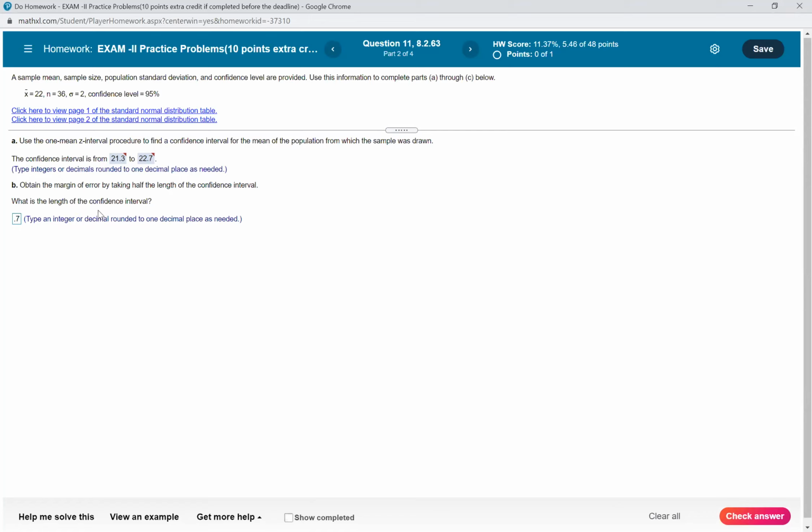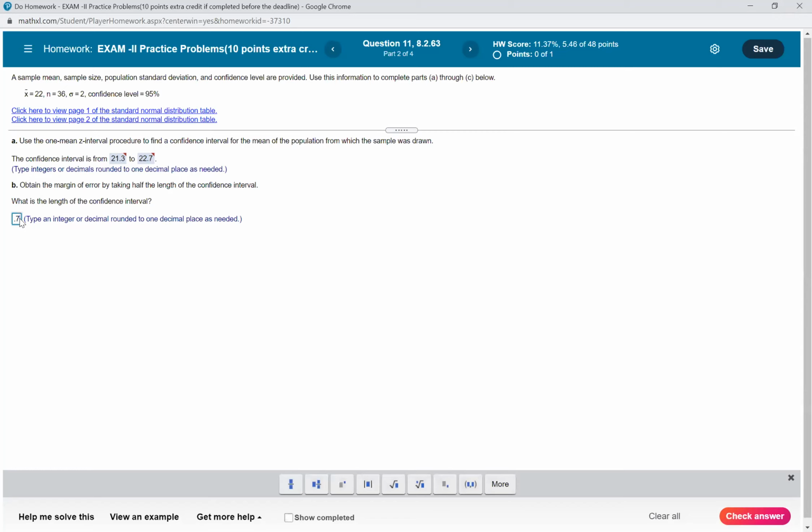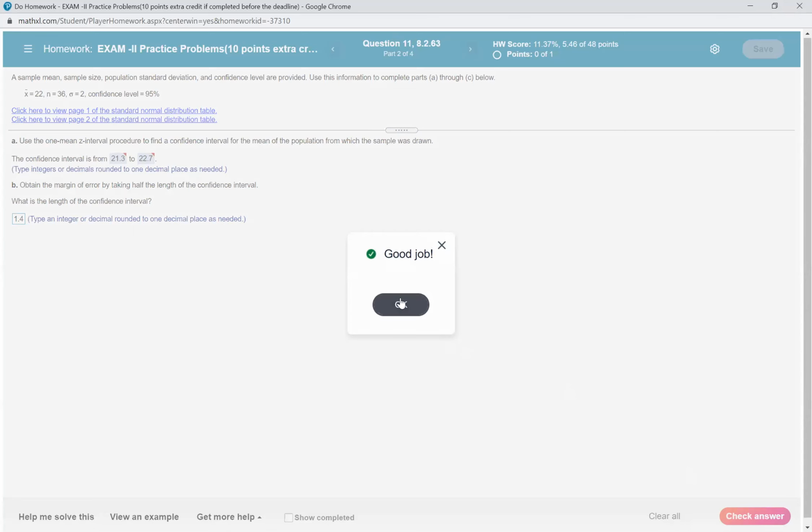What is the length of the confidence interval? Oh, okay, I'm sorry. They didn't ask for the margin of error. They asked for the length of the confidence interval. That's the width of the confidence interval, so it will be just the difference of these two numbers. So this is actually 1.4. I thought that they asked for the margin of error, but they asked for the width of the confidence interval. So it will be 1.4.